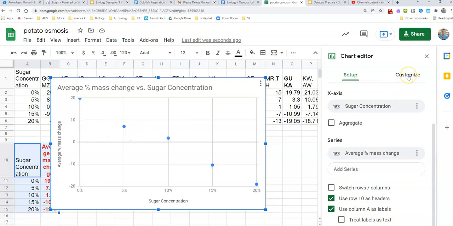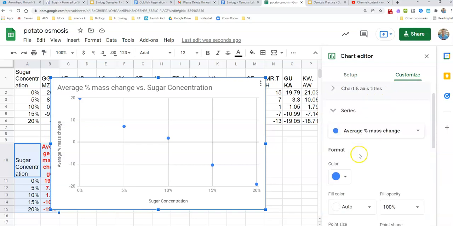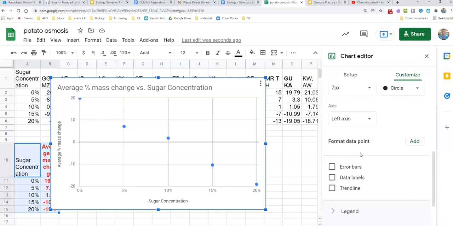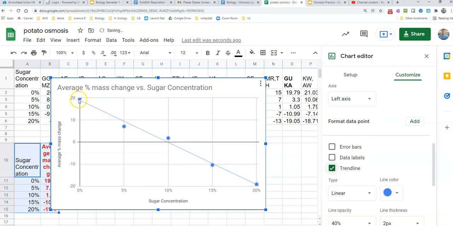What I need to do is customize this graph. So I click on Customize, and I'm going to select Series. I'm scrolling down, and I want to add a trend line. What the trend line is going to do, it's going to plot a line of best fit.